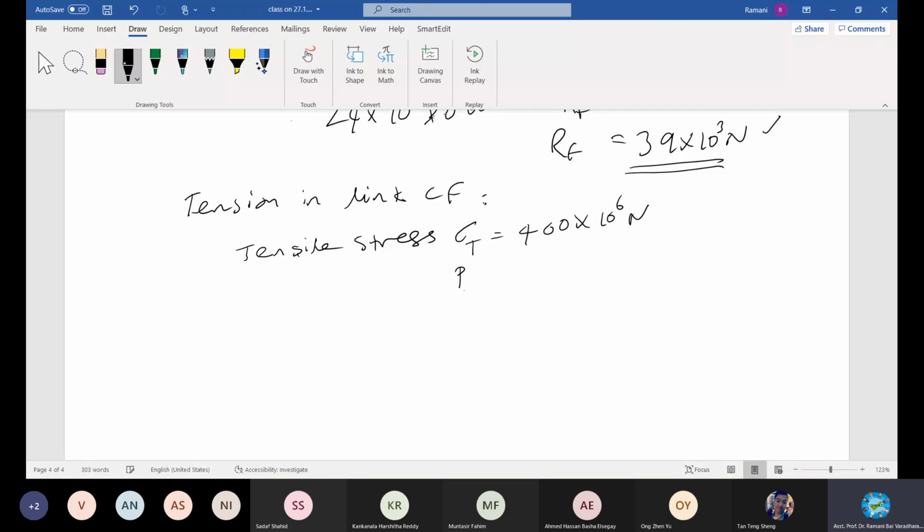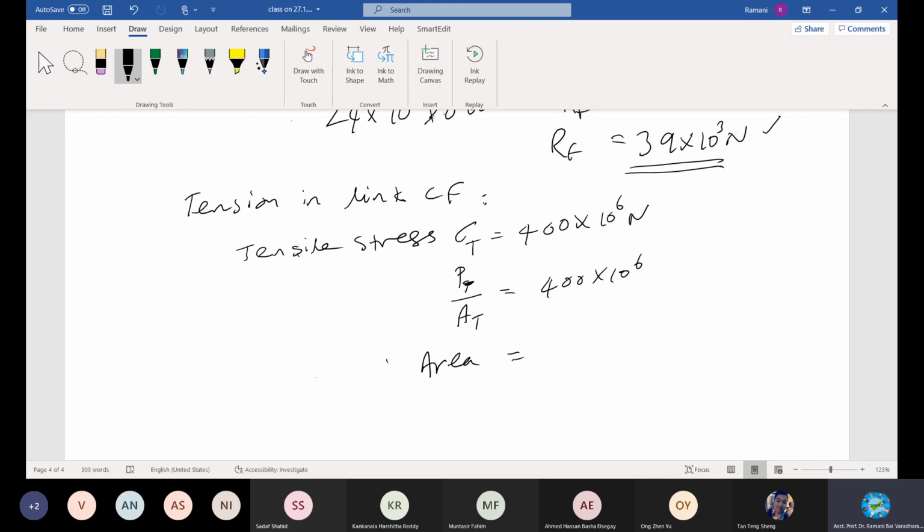Stress is the tensile force P divided by the area due to the tension, the area subjected to tensile force. Let it be AT for better understanding. I need to know this PT only, right? The load, how much is the load that can be borne? 400 times 10 power 6. I don't know AT. Let's find AT, the area on which the tensile force is acting.